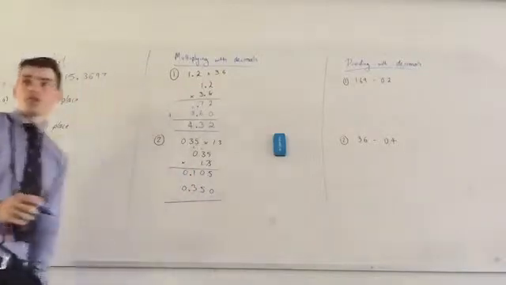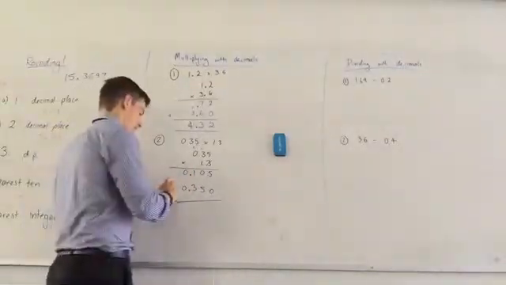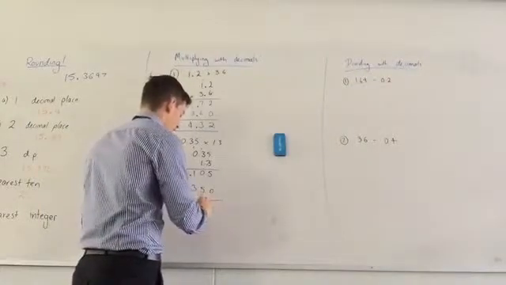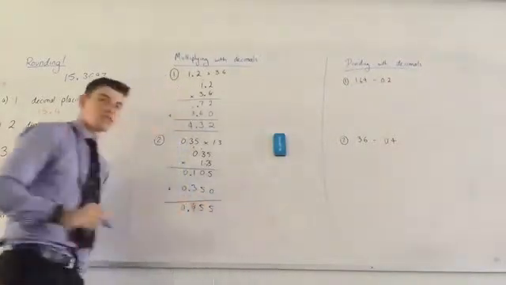Now what do I do? What's the operation? Add. 5, 5, 4, point. How good's that?